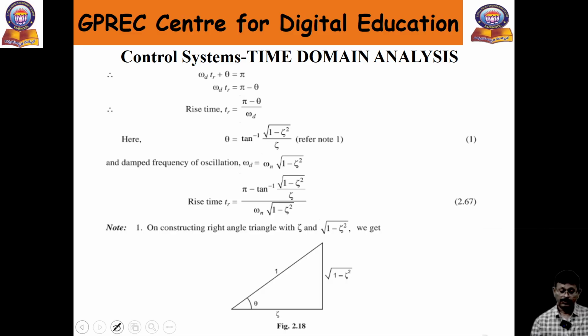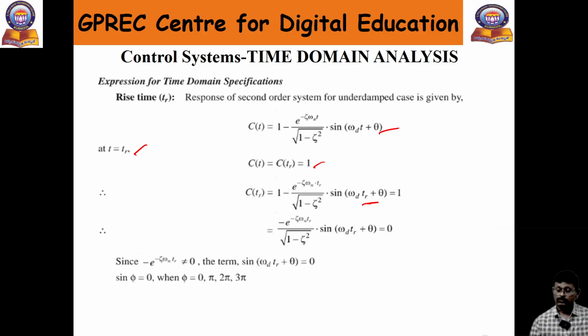Taking the 1 from this side to the other side, it automatically becomes 0. This plus 1 becomes minus 1, equal to 0. So we get minus e power minus zeta omega n tr over root of 1 minus zeta square, sin(omega d tr plus theta), equal to 0.